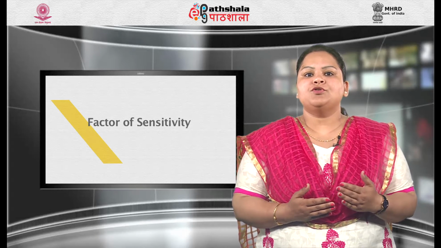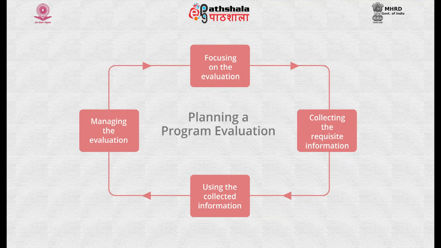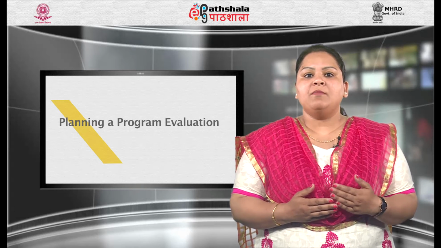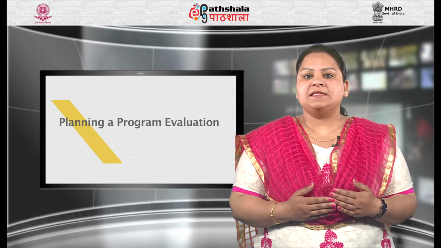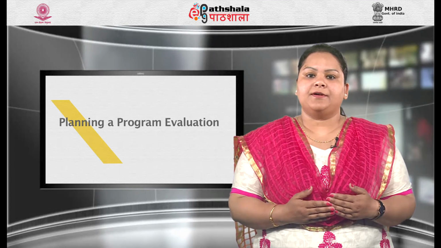Let us now move on to the process of planning a program evaluation. As you can see from the given flowchart, the process of planning program evaluation can be divided into 4 parts: focusing on the evaluation, collecting the requisite information, using the collected information and managing the evaluation. So, students, now it may be clear to you that program evaluation involves reflecting on the purpose of evaluation, necessary questions to be asked and prospective usage of the information gathered.